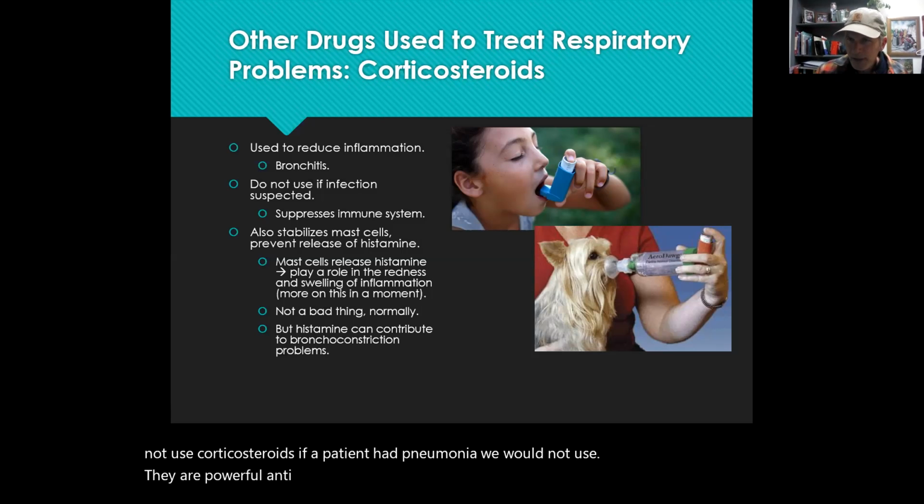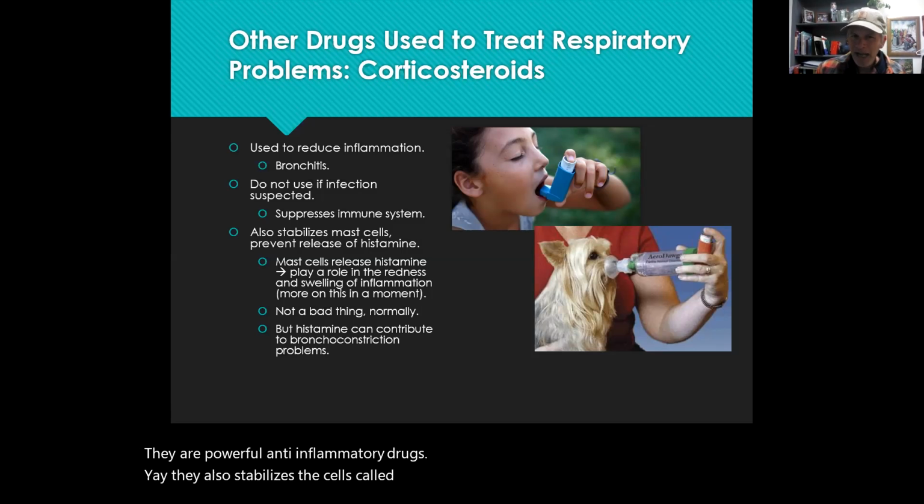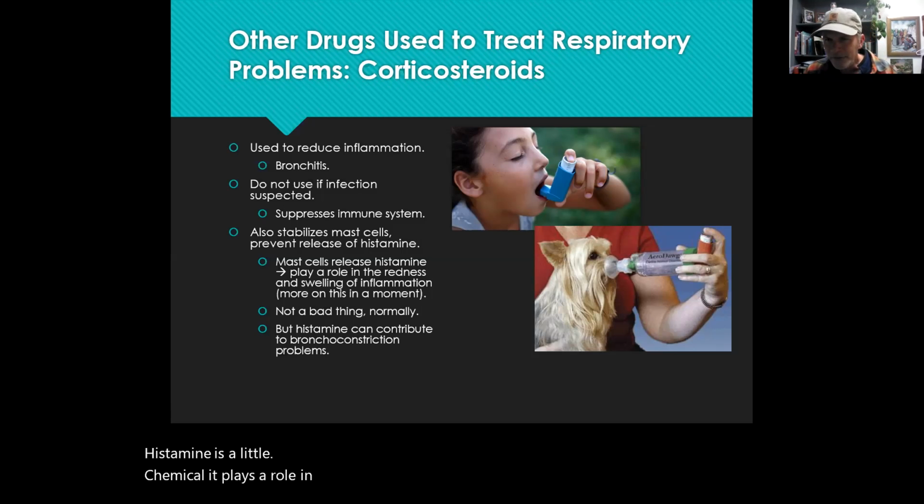They are powerful anti-inflammatory drugs. They also stabilize these cells called mast cells. And mast cells are where histamine comes from. Histamine is a little chemical. It plays a role in the redness and swelling of inflammation. It's not a bad thing, but it can be excessive and it can contribute to bronchoconstriction problems.